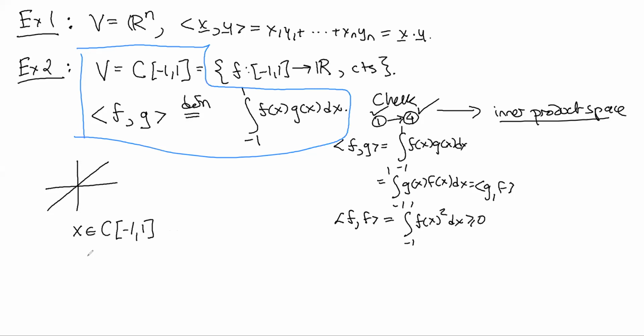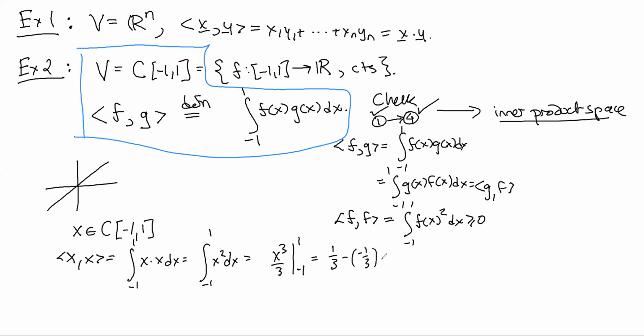Let's calculate some things with this. What's its norm? Well, x inner product x. We have the definition is the integral of x times x dx, from minus 1 to 1. That's the integral of x squared dx, which is x cubed over 3, from 1 to minus 1. And this is a third minus a minus a third, which is 2 over 3.